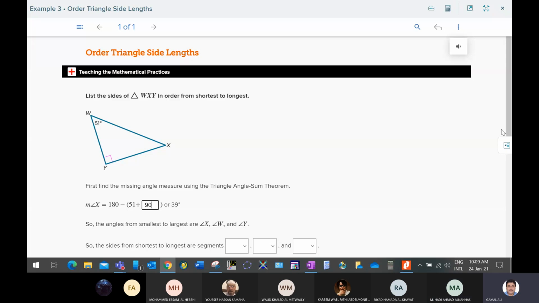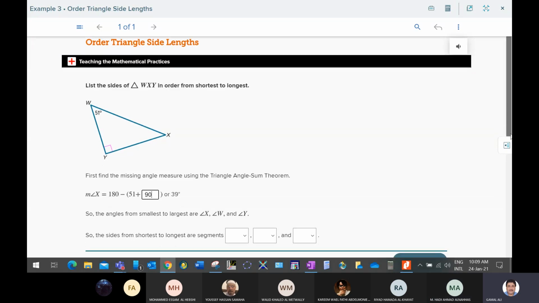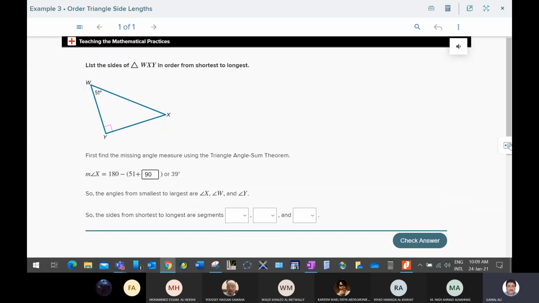So according to this order, Muhammad Hadi, can we arrange the sides? What is the smallest angle here, Muhammad Hadi? X. What is the opposite side of it?